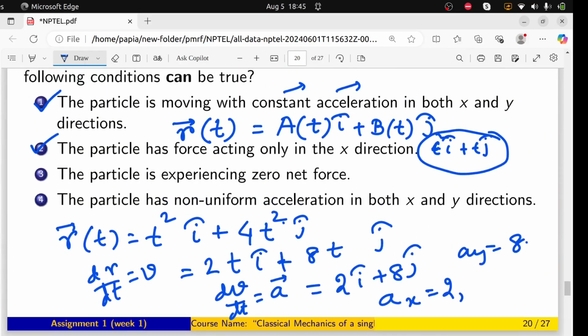That can also be possible when our particle's position vector is, let's say, t i cap plus 8t j cap or something like that. The particle has a non-uniform acceleration in both x and y directions. Okay, that is also correct. Why?